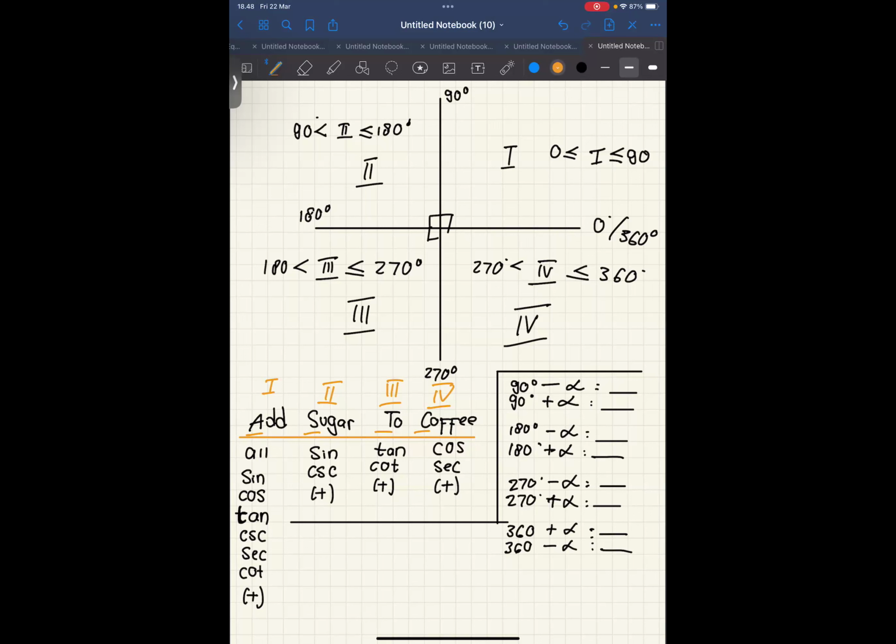A way to remember this is, you see this one, the one with the horizontal lines. Okay, if we find a number, maybe here, this one, 180 degrees plus or minus a number that results in the number you're looking for.